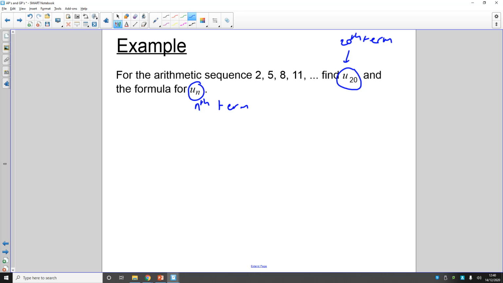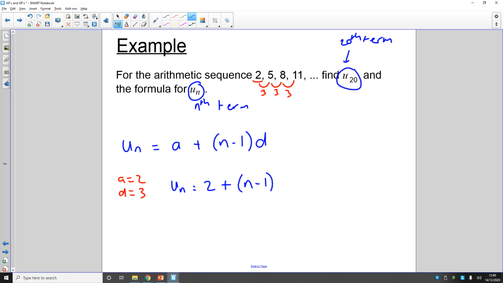Well, in this case, we know that to find the nth term, it's a plus n minus 1 d. Well, what do we know? From here, we know that a is equal to 2. And if we have a look at the gaps between each term, they are adding 3 on each time. So therefore, d is equal to 3. Now, if I substitute that back into my expression, my nth term will be 2 plus n minus 1 times 3. So we've substituted in a and d.